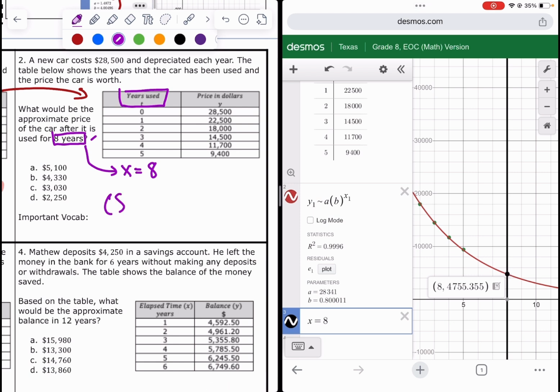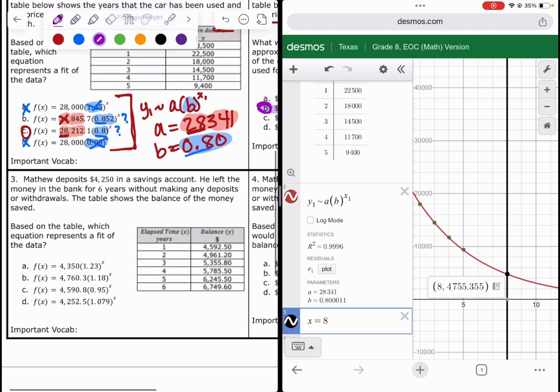So you have 8, 4755. Now I'm looking for 4755. What answer is closest to 4,755? It's going to be B, 4,330. That would be your answer.